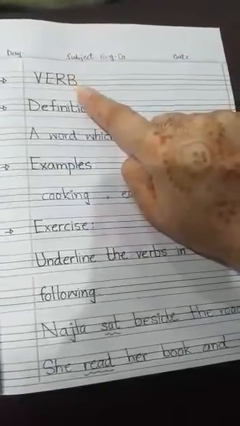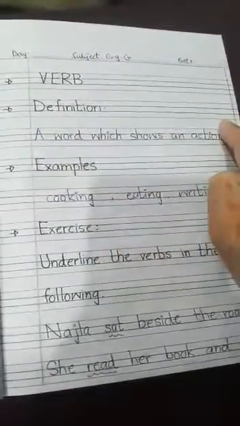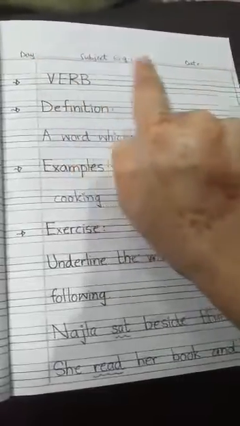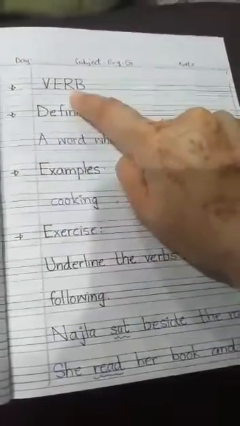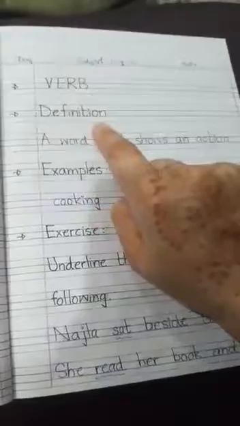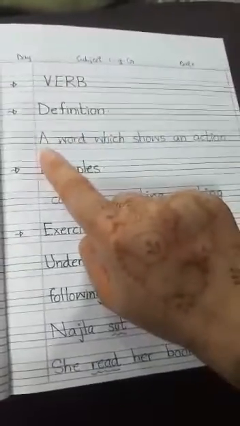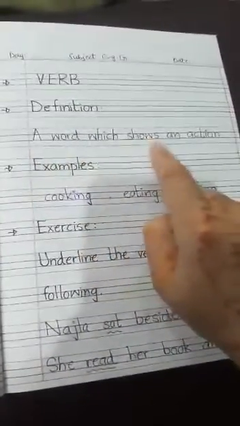But before writing, don't forget to draw margin lines and write date, day, and your subject. After that, write verb, then write definition. Its definition is a word which shows an action.